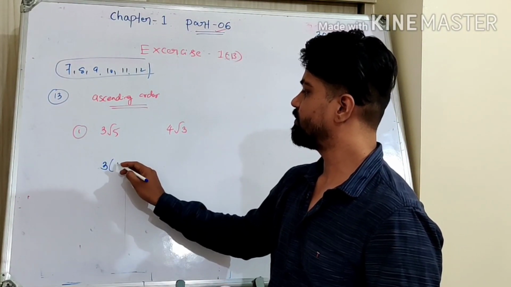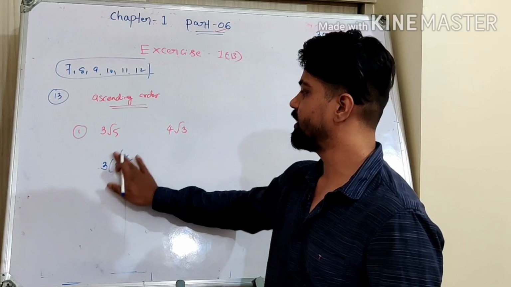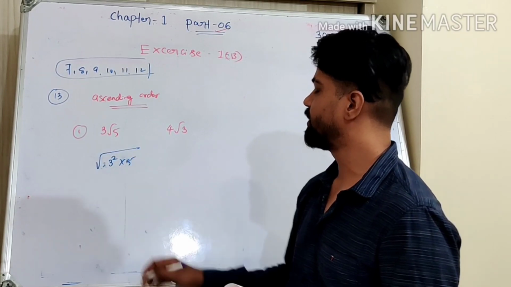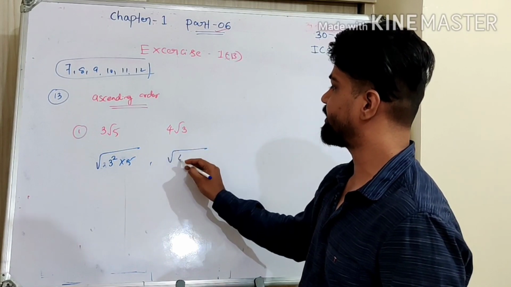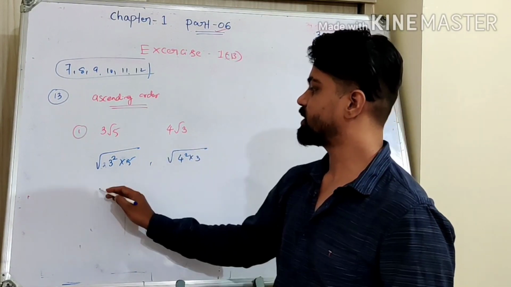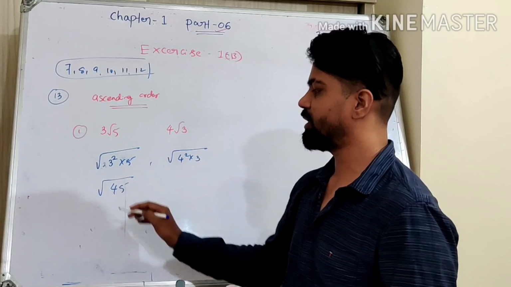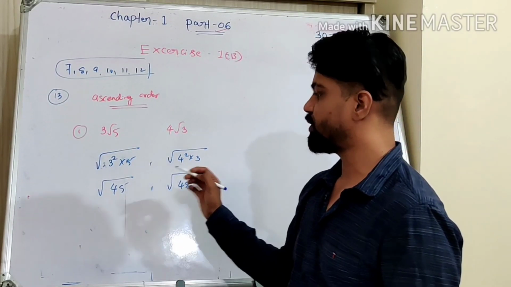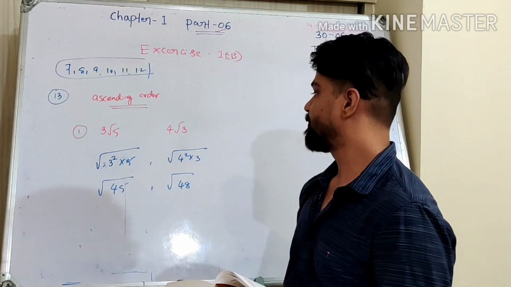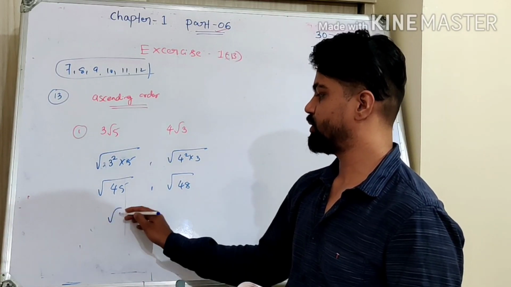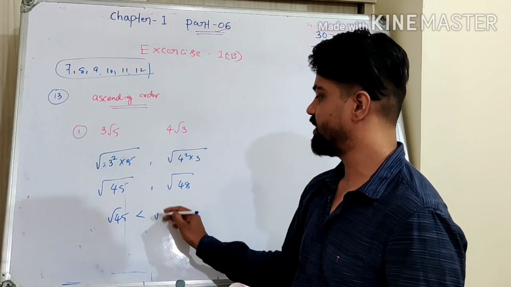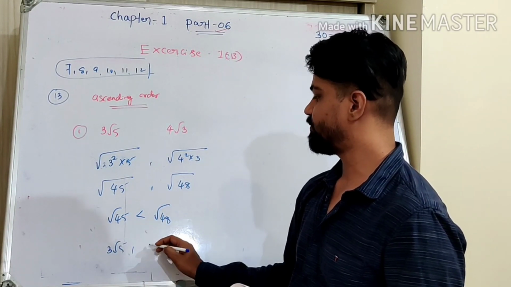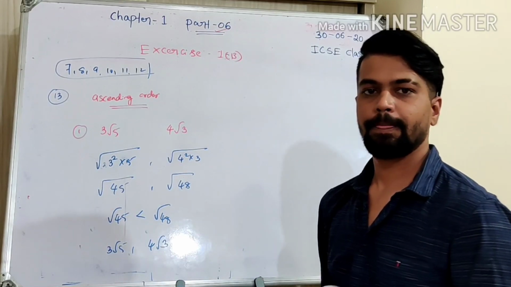3 into 5 power 1 by 2 is there. So I'll take that 3 inside. So it will become 3 square into 5. And 4 inside, it is 4 square into 3. So 3 square into 5 is 45, whereas 4 square into 3 is 48. So we can say 48 is more than 45. So I can say √45 itself is less than √48. So in the ascending order, this is the right order, 3√5 and then 4√3. Okay.